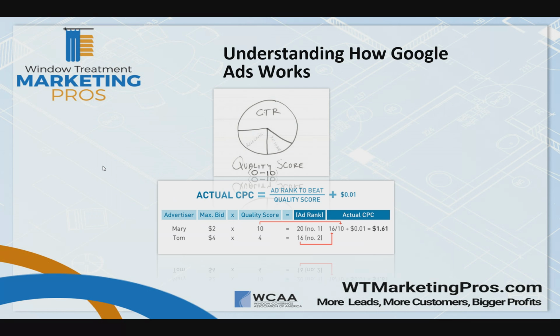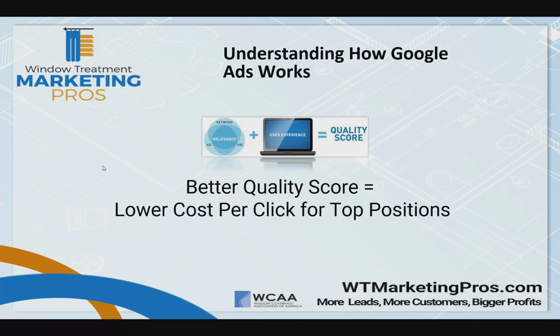But what they find out is Mary's ad is better written. People are actually going to that site, not coming back. So Google's actually going to move that up and show that one more times than Tom, who's bidding basically twice the amount that Mary's bidding. Because in the long run, Google's going to make more money. You're going to get better leads because you've written a better ad. So some really interesting things when it comes to Google Ads and their quality score. Big thing is, the better your quality score, the lower your cost per click is going to be for those top spots.